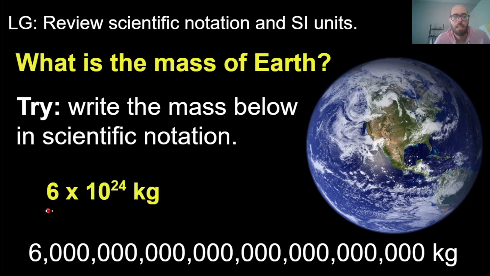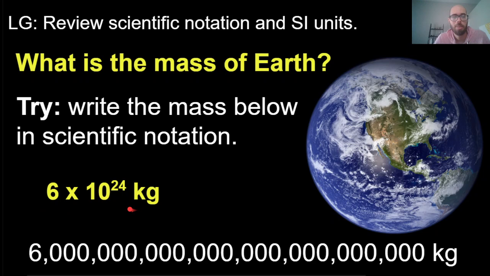And then we have to multiply times 10, 24 times. Let's double check that this is really true. So there's a 6, and now we're going to have to multiply by 10. Let's see. 1, 2, 3, 4, 5, 6, 7, 8, 9, 10, 11, 12, 13, 14, 15, 16, 17, 18, 19, 20, 21, 22, 23, 24 kilograms.